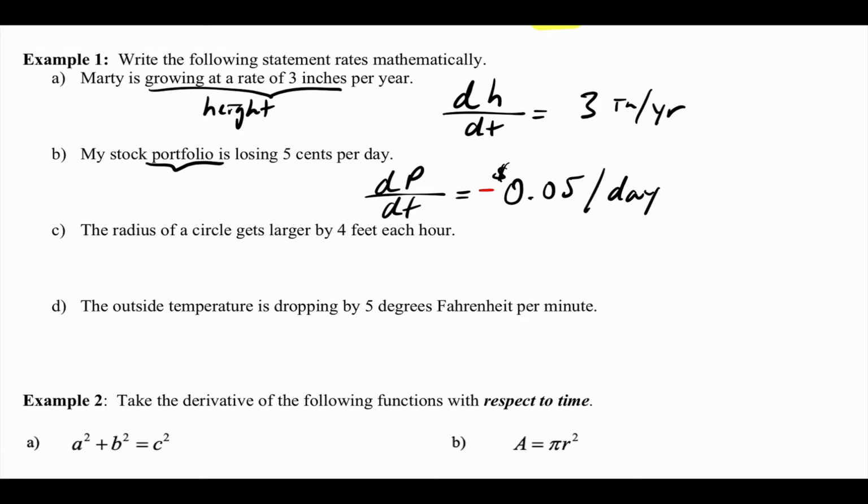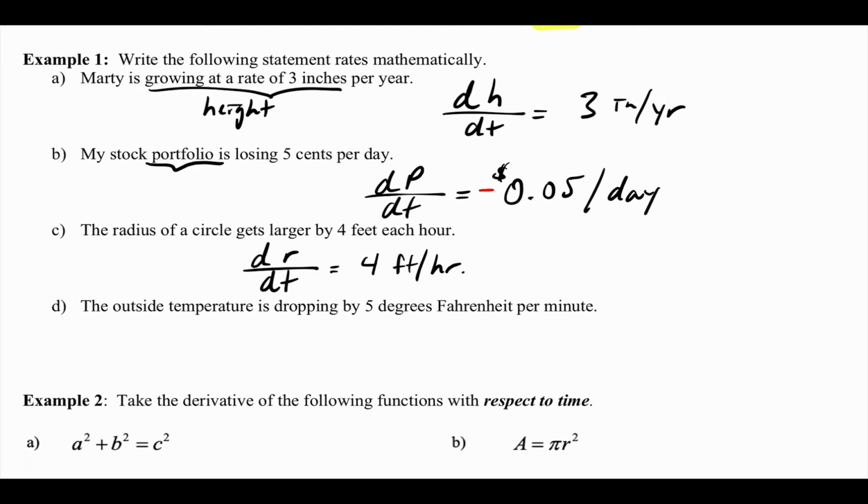Okay. The radius of a circle. You have a circle. It's getting larger by 4 feet each hour. So we're going to start at d something over dt. What is that something going to be? Radius, right? dr. We could say r for short. You can put radius if you want, but r for short is getting larger, right? 4 feet per hour.